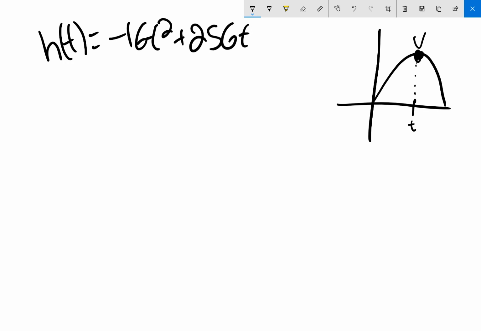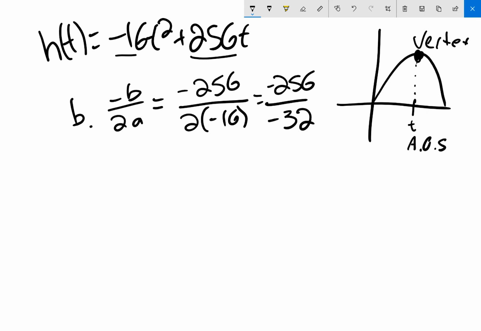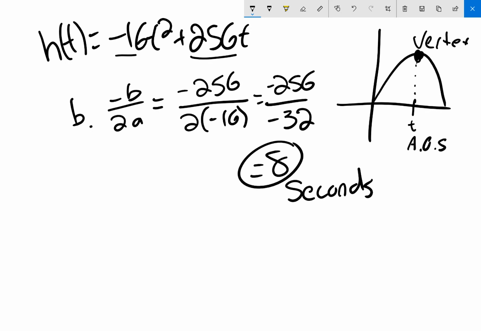Notice the maximum height is the vertex, but the time is where the axis of symmetry is. So really, part B, when it's asking what time, it's only asking for the axis of symmetry. Remember the formula, negative b over 2a. So a is negative 16 and b is 256. This would be negative 256 divided by 2 times negative 16. This is negative 256 and this is negative 32. When you divide those, the negatives cancel, and we get a positive 8. So that means 8 seconds. The rocket is at its maximum height at 8 seconds.